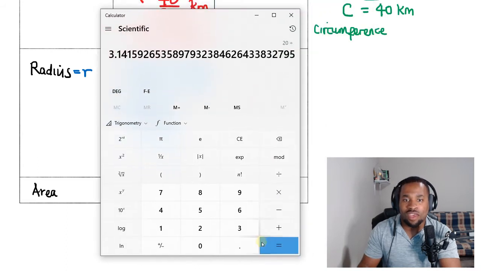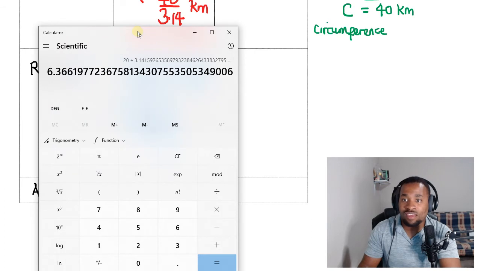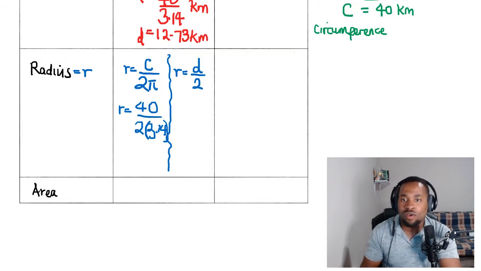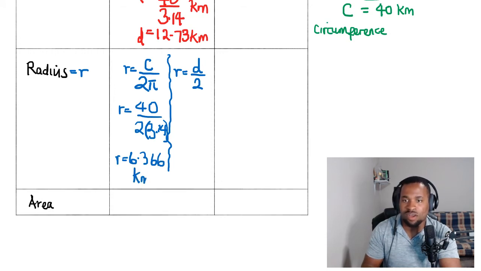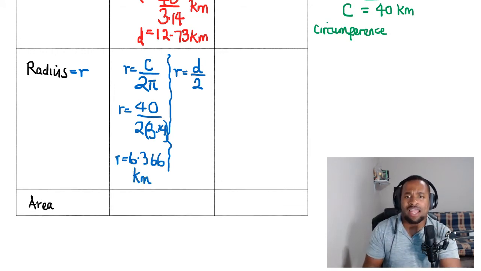and so this will be equal to 6.366, and so our radius here is equal to 6.366. Our number is going to be in kilometers, don't forget the units. And let's check the other way and see whether we get the same answer.